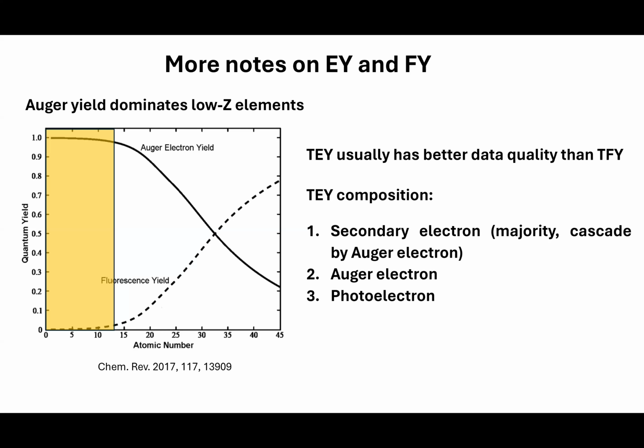Another thing I want to mention is that when we measure TEY, in fact the majority of the signal really comes from the secondary electrons. So what is a secondary electron? A secondary electron is secondary. It's not something primary, right? So the Auger electron, for example, is the primary because it's directly coming from the decay process. And a secondary electron is something coming from the cascade of Auger electrons.